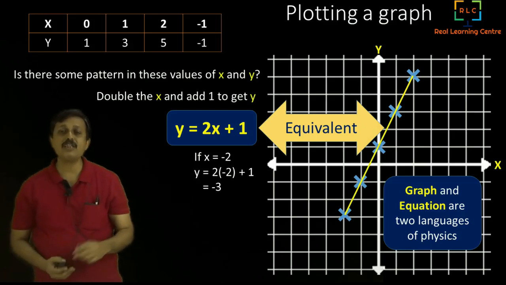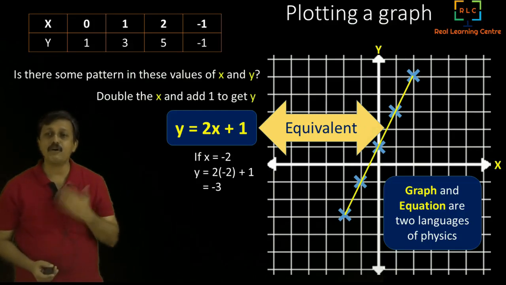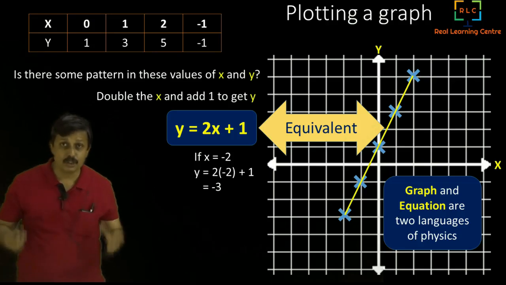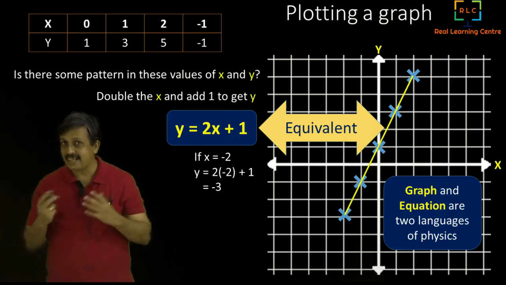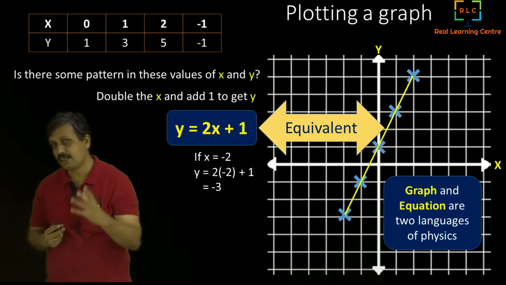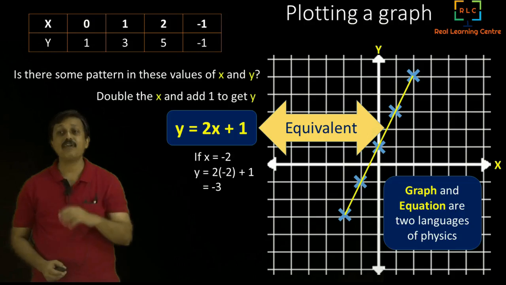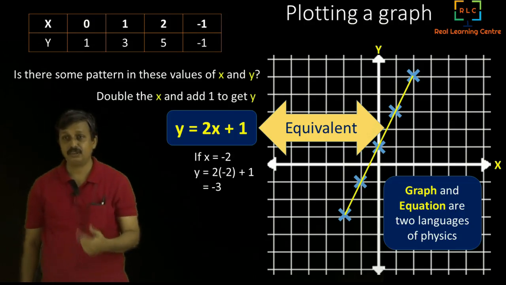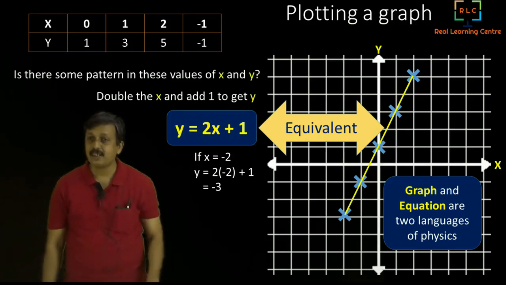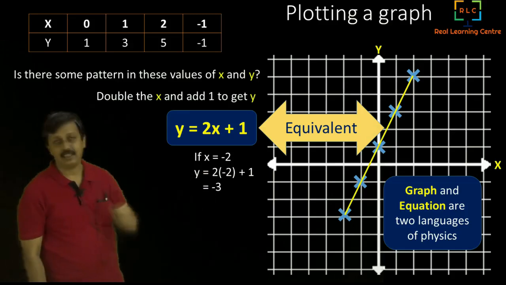So to become good in physics, the first important thing is to make sure that you are able to relate them very well. Whenever somebody talks about an equation, can you imagine the graph of it, and vice versa. That is why we started with plotting a graph. So this equation is equivalent to this line.